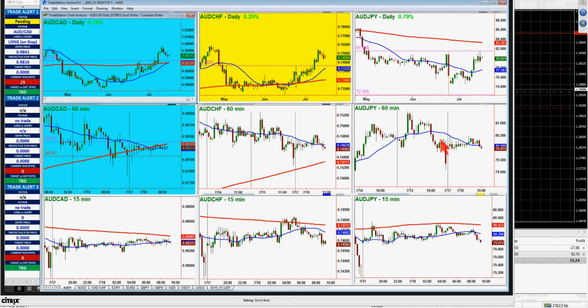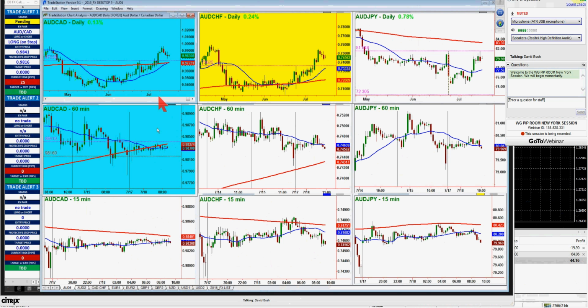There's been not a lot of movement, a little bit of weakness in the Aussie against the Swissy and yen, so it hasn't really infected the CAD yet, so we could see maybe.